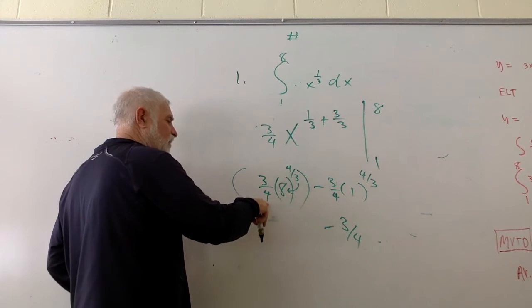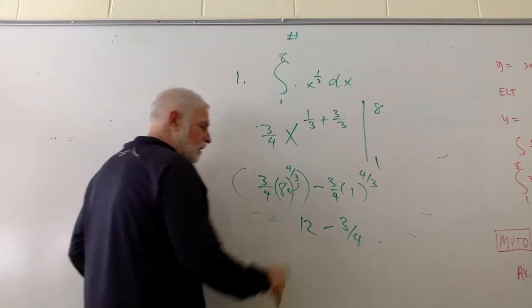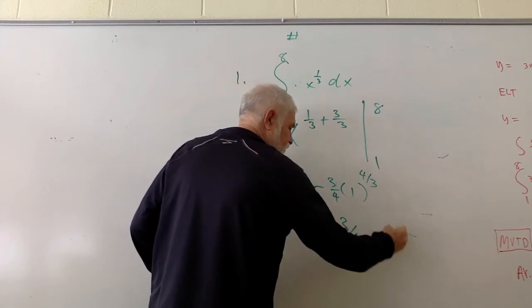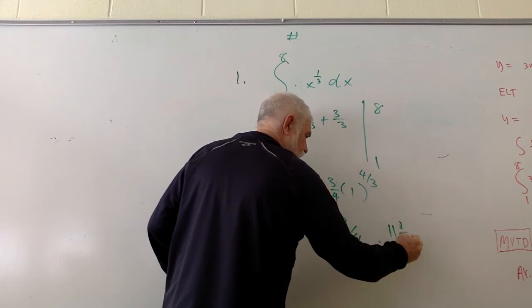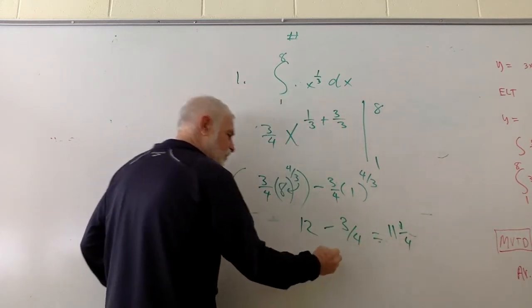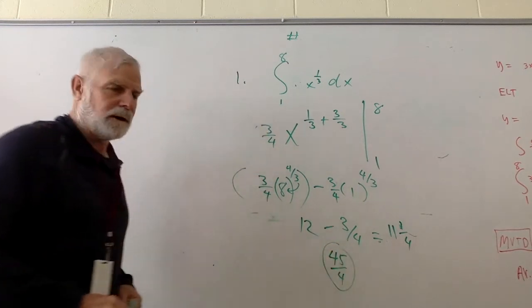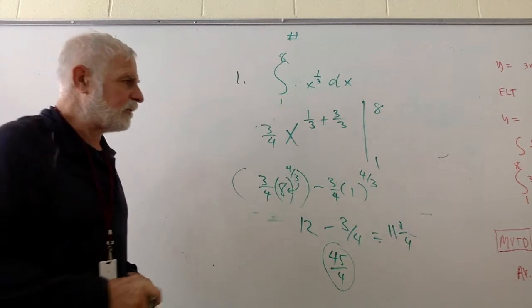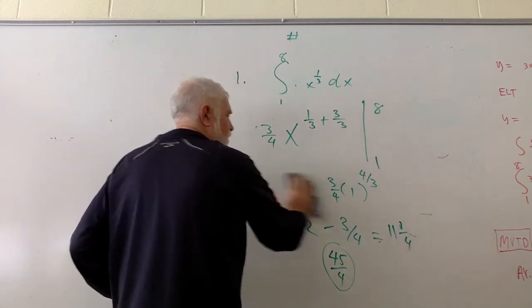2 to the 4th, 16, divided by 4 is 4. I think this is about the 4th time we've done the same problem. So this is equal to 11 and 3/4. I'm sorry, 11 and 1/4. Or 4 times 12, 48 minus 3, 45/4. I prefer this myself, but acceptable answers either way. All right, so we've got a few more problems coming our way.